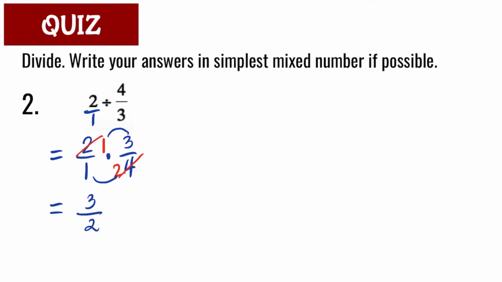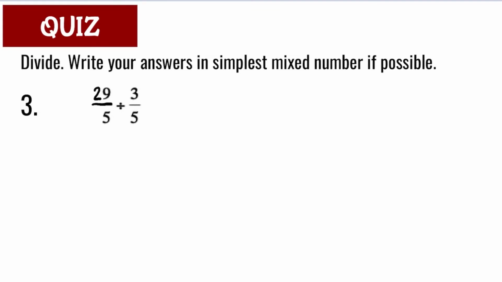What is 3 over 2 as a mixed number? The equivalent mixed number of 3 over 2 is 1 and 1/2. How many 2's can go into 3? 1, right? And 1 times 2 is 2. And subtracting that from 3, there is a remainder of 1. So we write the remainder as 1/2. The answer for question number 2 is 1 and 1/2.